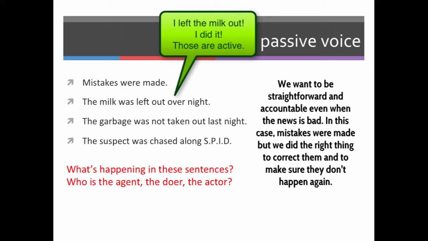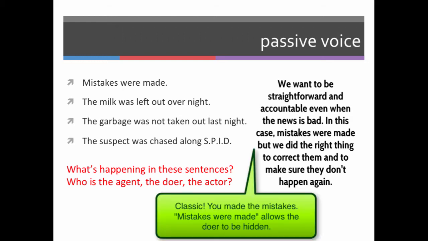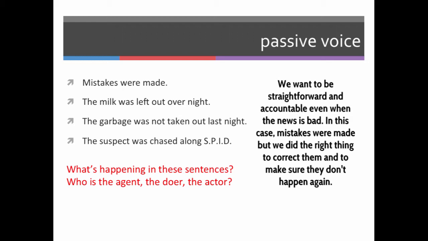Right, so we can see on the right side, this is from a business. In this second sentence, the business person has written, in this case, mistakes were made. What that sentence fails to say is who made the mistakes. All right, so that's the usefulness of the passive voice, is that it allows the real actor, the person who did the thing, to be hidden.